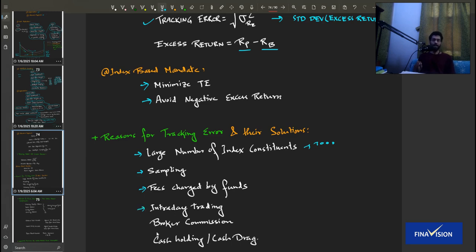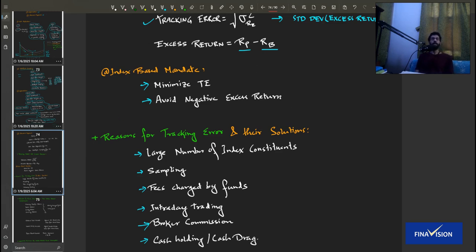Now, the NAV of a fund is measured at the end of the day. If the stocks are bought and sold at the intraday prices, that can be different from the closing prices of the same stocks. That can also create the tracking error. Brokerage commissions is another reason, obviously, which can create tracking error. Then cash holding or cash drag. If there is more than required cash, that can also reduce the beta and also create tracking error for the portfolio. Now, what are the solutions for this?